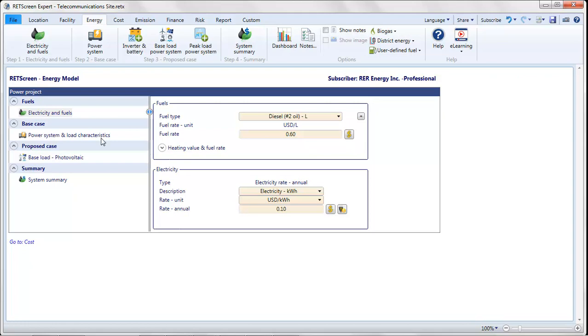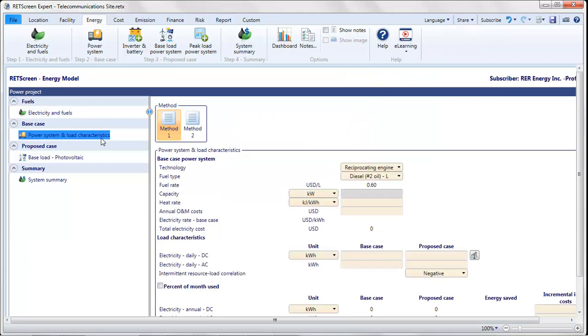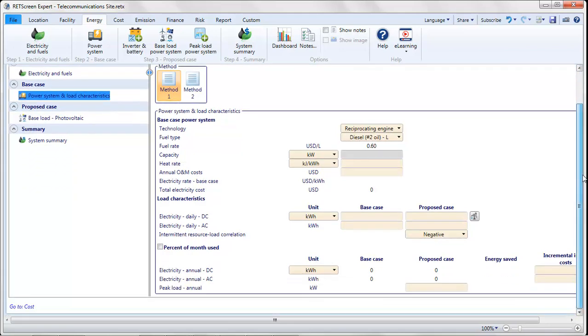Next, I can go to the Power System and Load Characteristics page. I'll leave this on Method 1. It's adequate for specifying the load using the information we have. It is a reciprocating engine that's being used in the base case, and it is running on diesel. There's the price being carried over. The capacity, I'm going to assume that it's a 7 kilowatt system. A 5 kilowatt system would most likely be sufficient, but it's hard to find 5 kilowatt diesel generators.